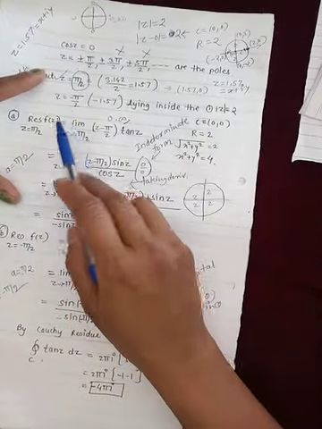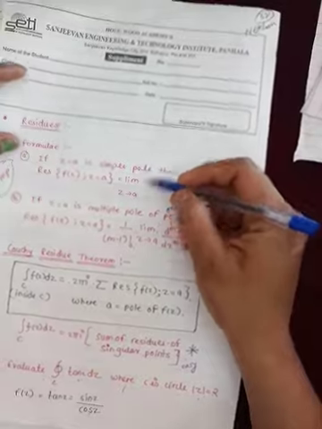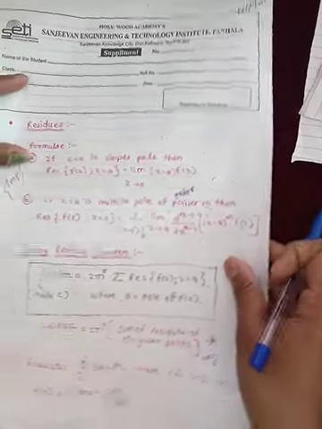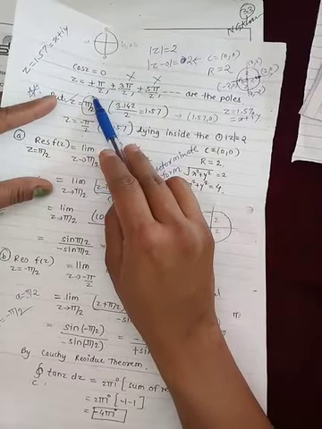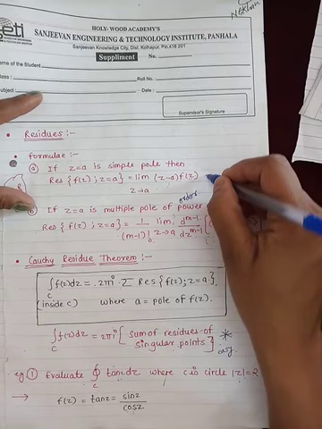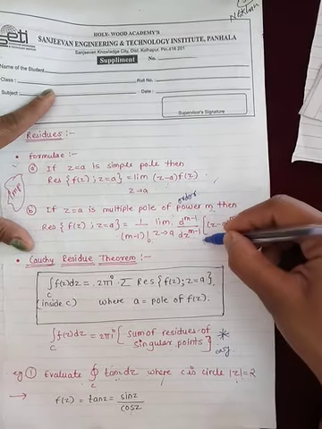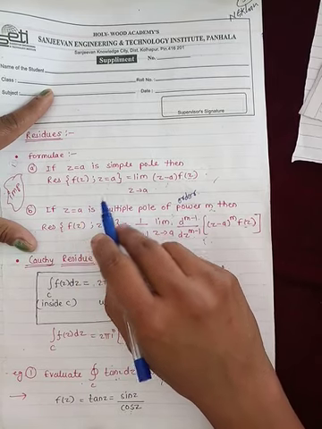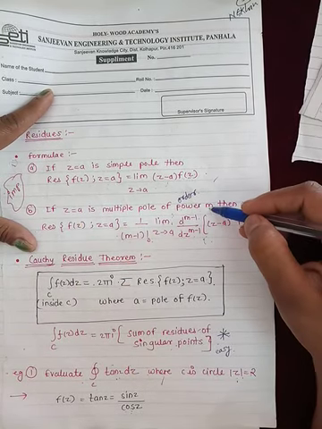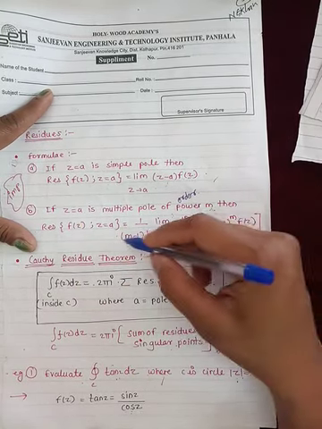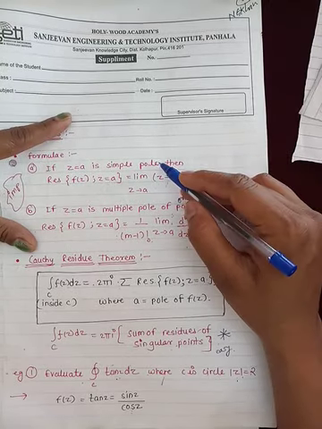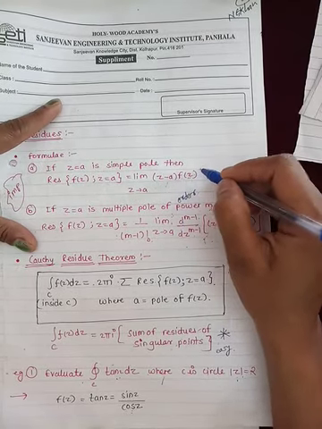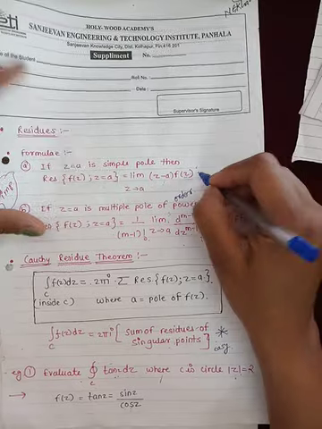So which formula do we have to use here? Pi by 2 and minus pi by 2 are not repeated values, so we have to use the first formula, because the second formula is for a repeated case. If the z value is repeated m times, then we have to use the second residue formula. Otherwise, if it is a non-repeated case, then we use the first formula. So we are using the first formula here.